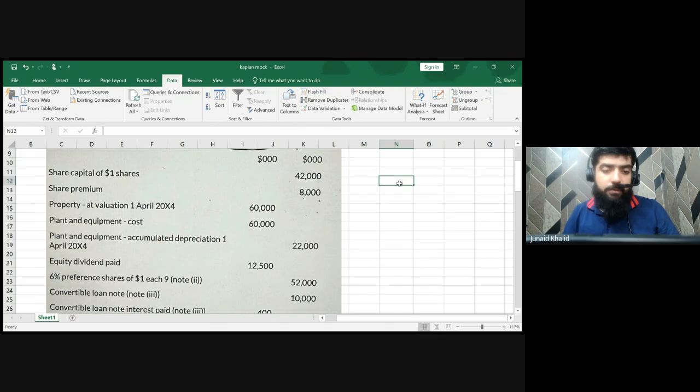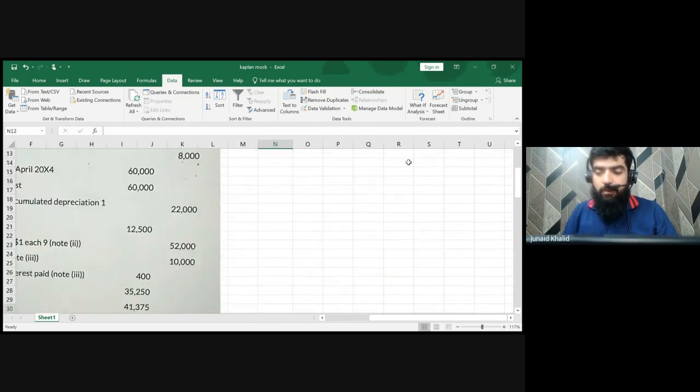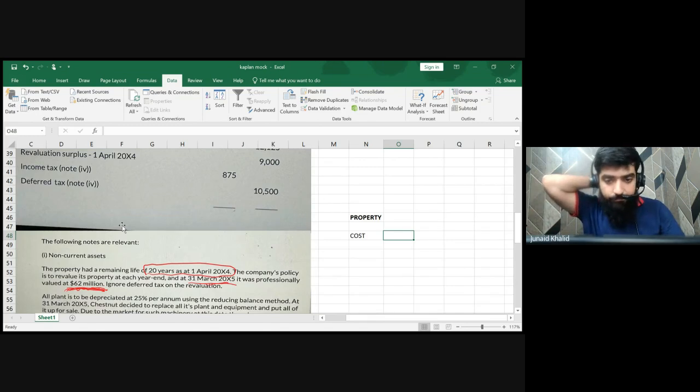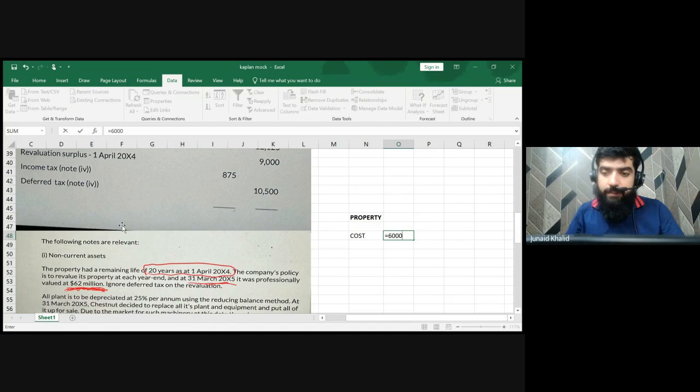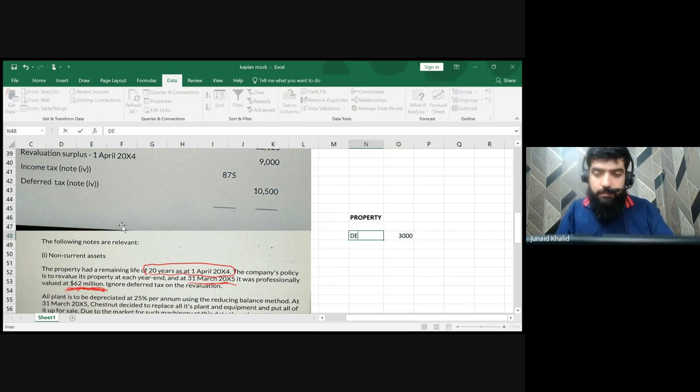Okay. Isaac, can you please let me know the cost of the property? 60,000. Okay, so 60,000 is the cost for property. And the life of the asset? 20 years. So 60,000 divided by 20 years. So the depreciation of property is 3,000.